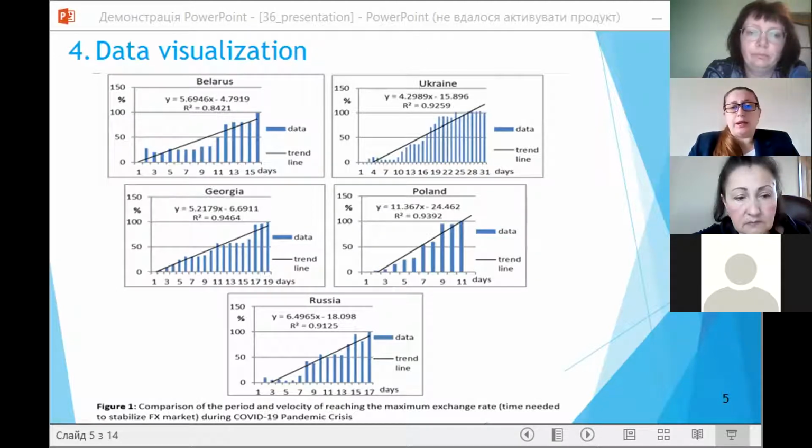We tried to find how quickly exchange rate fluctuations were stabilized in different countries. The least time was spent on stabilizing the FX market in Poland, only 11 days during the COVID crisis. At the same time, Ukraine spent 31 days stabilizing the foreign exchange market. So it means that central bank measures are not as effective and useful as in other countries.